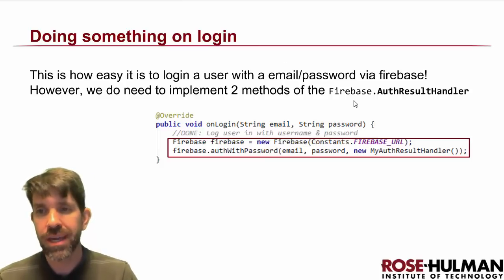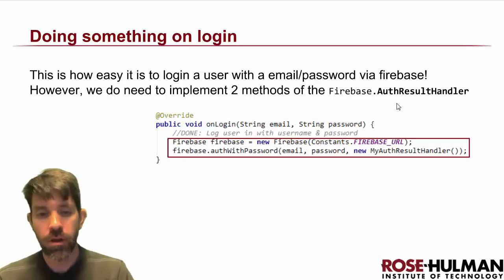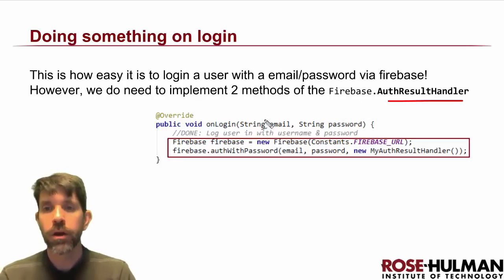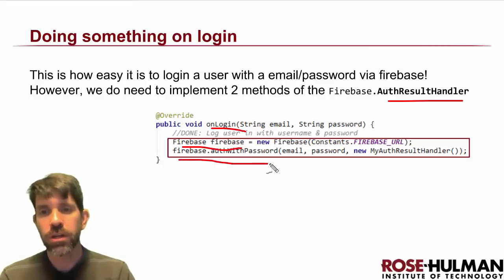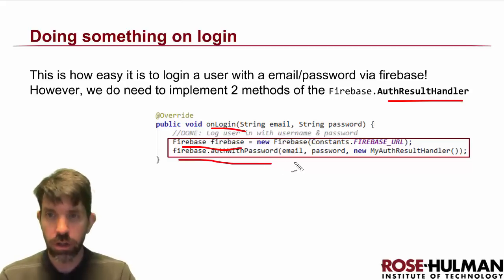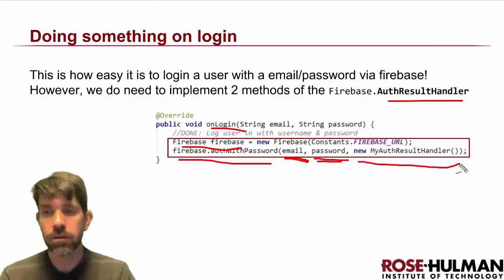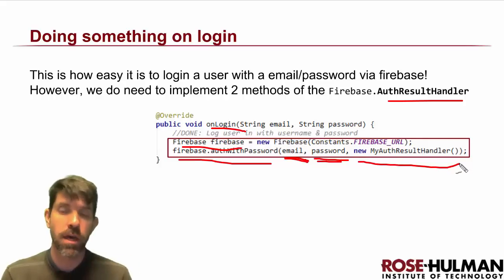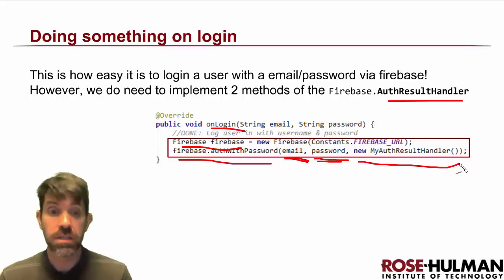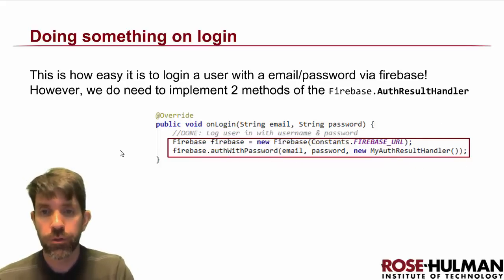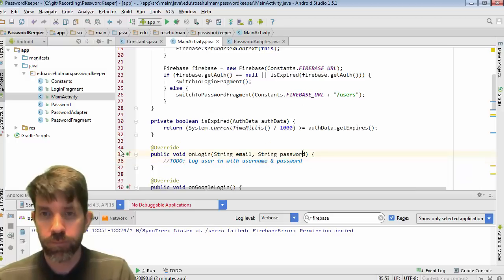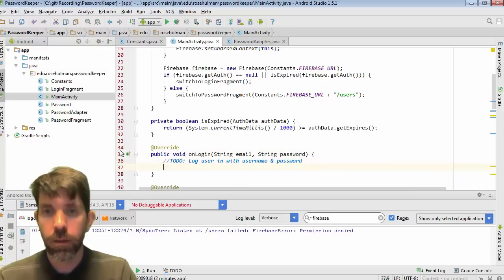We're just going to have to handle the callback, right? So the auth result handler here. So in login, we're going to get that same Firebase, and then we're going to do auth with password, and we're going to pass in the data that Firebase needs, right? So an email, a password, and then a handler, so that once it actually gives us that token back, we can tell it what to do next. So let's do that.